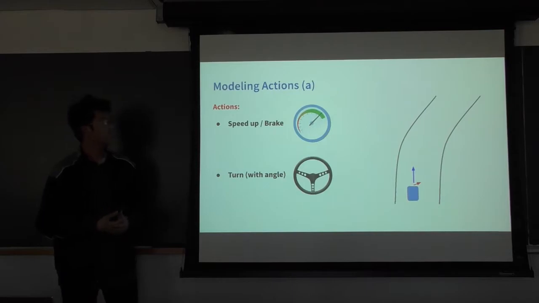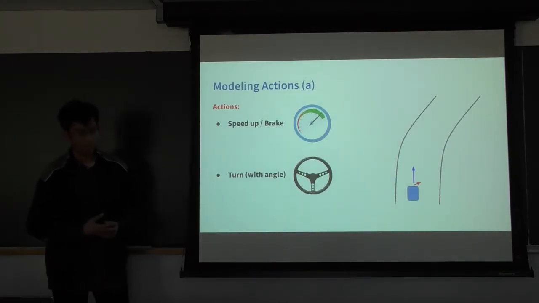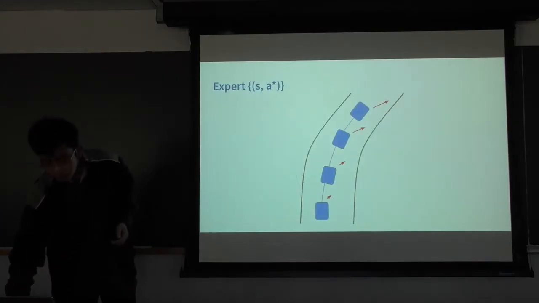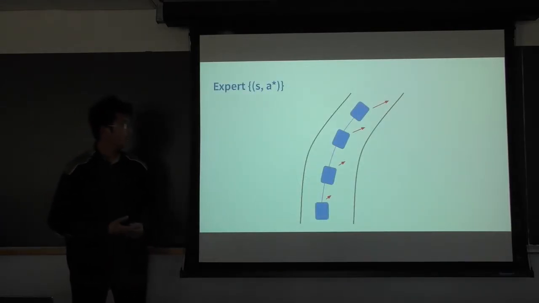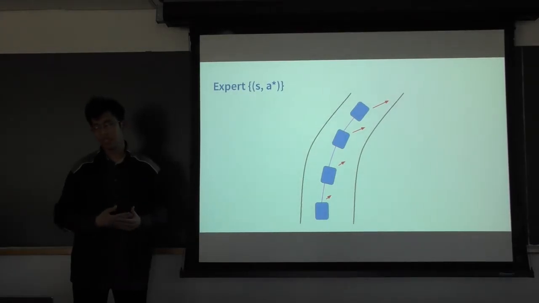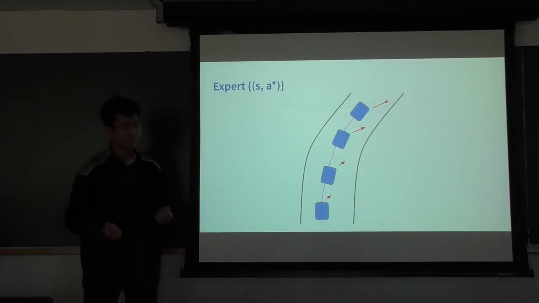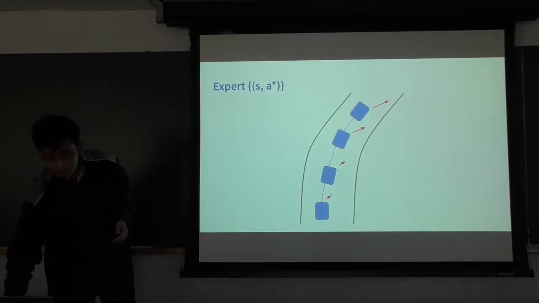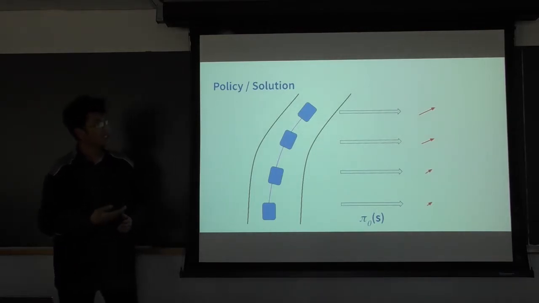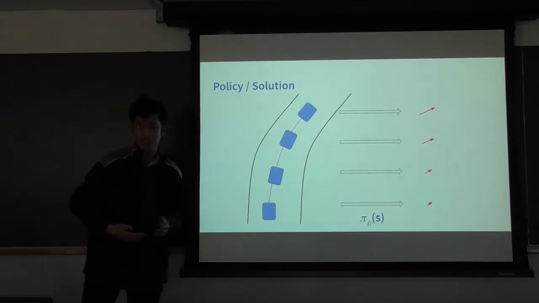For the actions, we have these actions. The car can speed up or slow down. We can model the turn angle of the car at a very specific state. And the expert will recognize, at each position with a certain velocity and acceleration, what the car needs to do. Does it need to slow down? And what kind of angle does the car need to take? And so the task for behavioral cloning is to use the expert to map the state to the right action.